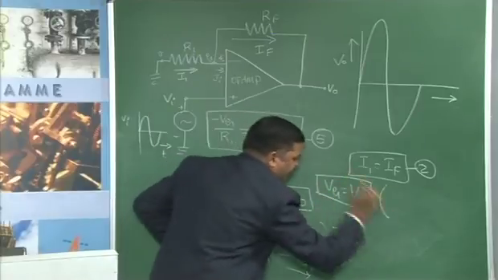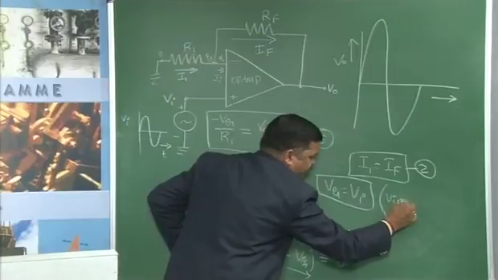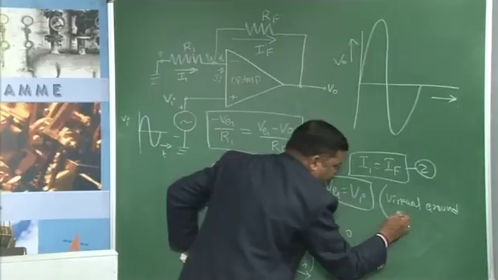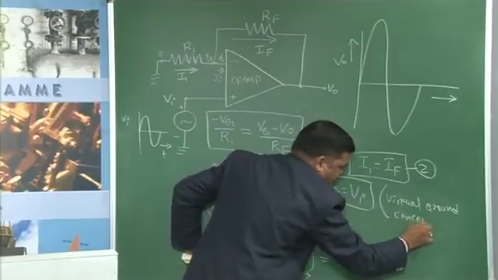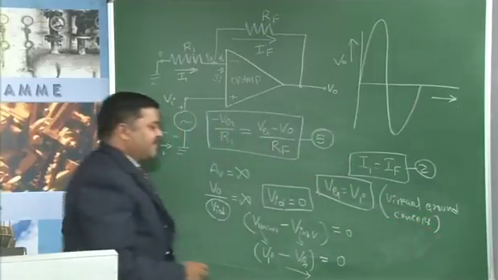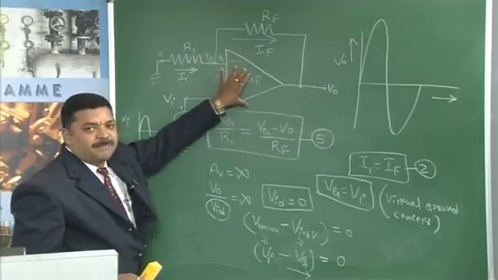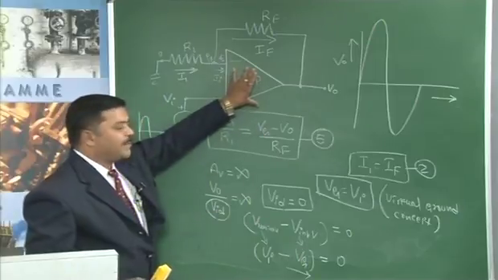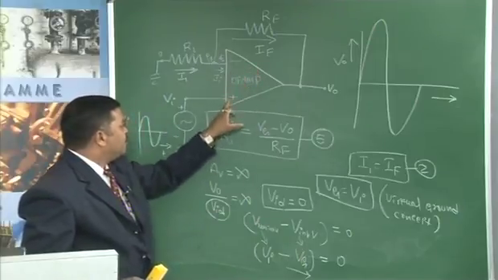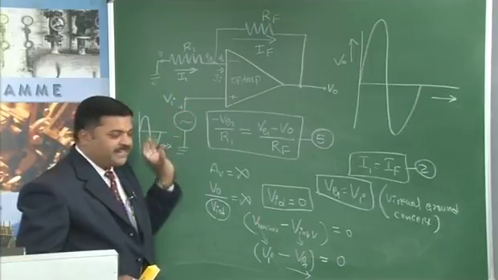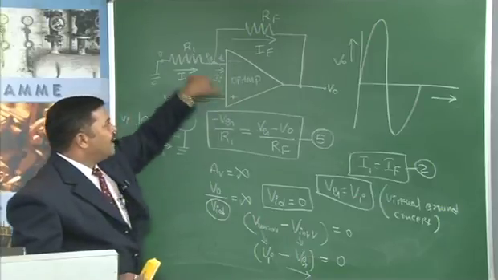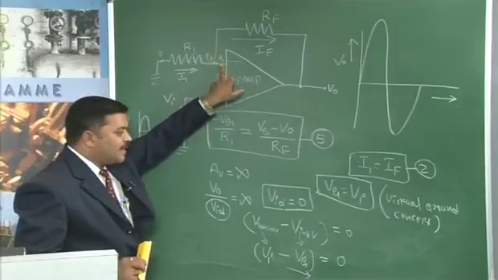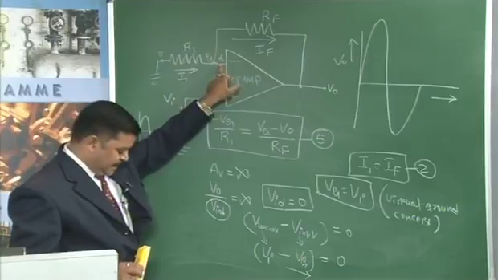This I will write here: virtual ground concept. Let us quickly recall what the virtual ground concept is. In an ideal operational amplifier, if one of the input terminals is held at some potential, then automatically the other input terminal is also pulled to the same potential. This concept is called the virtual ground concept.